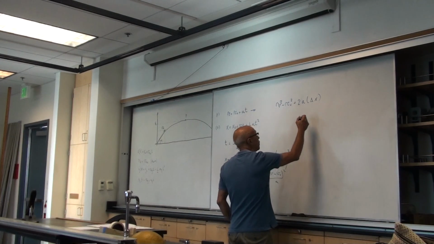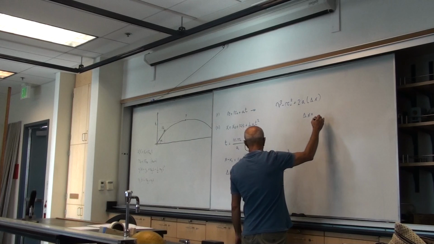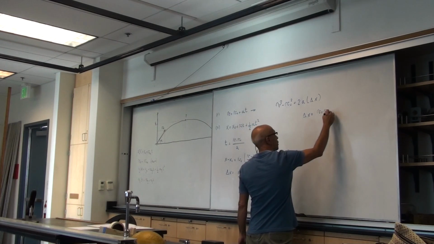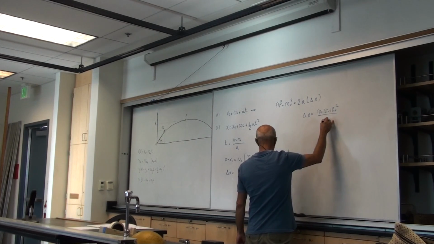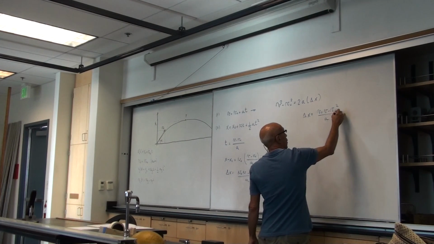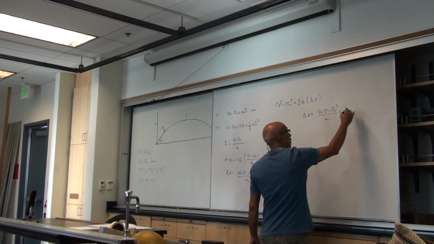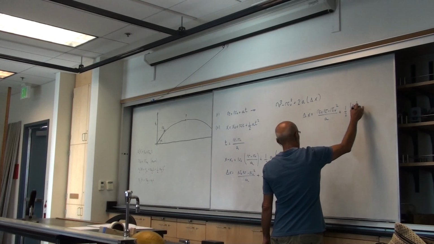So I want to write down here now. Okay, X equals V0 V minus V0 squared divided by A plus 1/2 is 0.